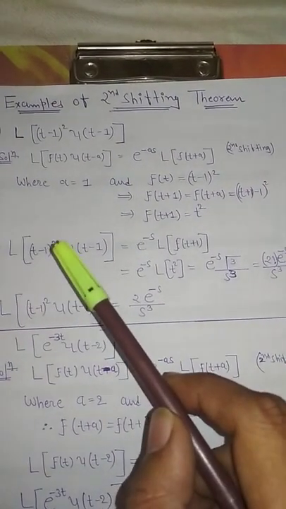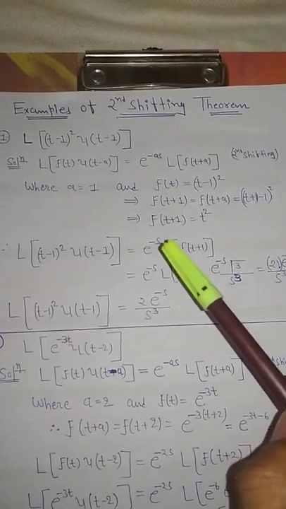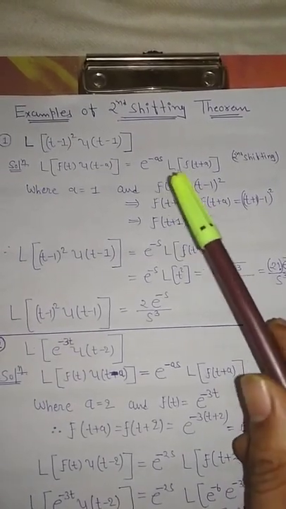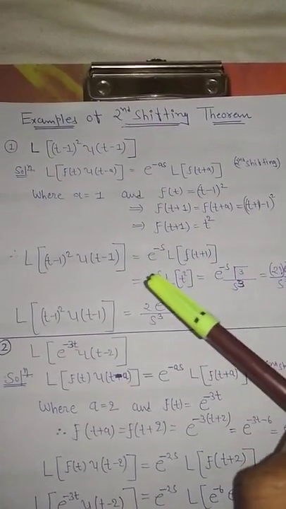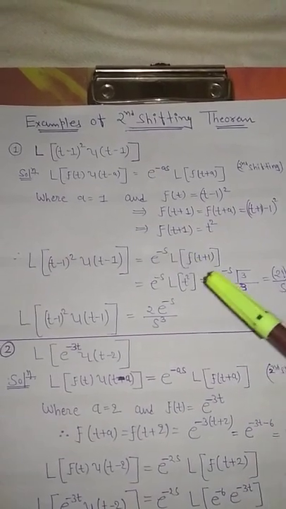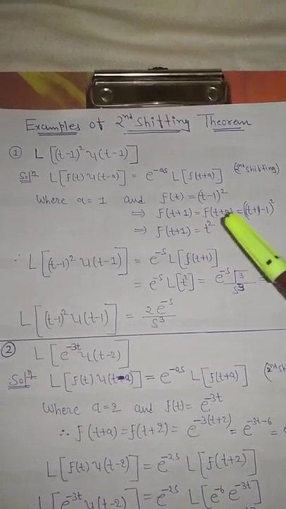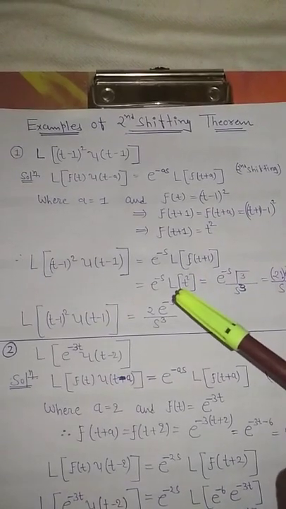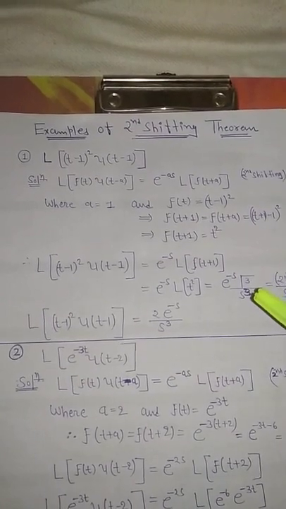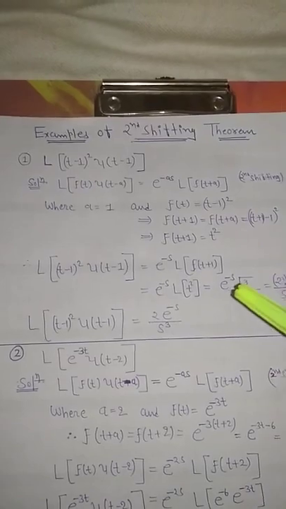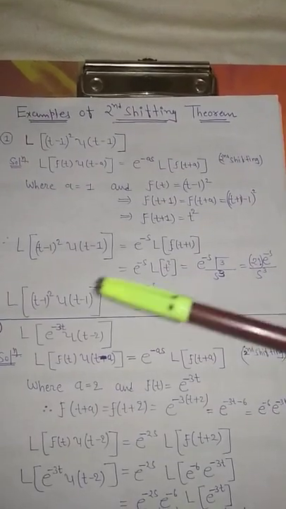Laplace of (t minus 1) whole square into unit step function u(t minus 1) equals e raised to minus s, because a is 1. So in this formula we are putting the value of a and f(t plus a), so e raised to minus s with a equal to 1. Now f(t plus 1) is t square, so e raised to minus s times the Laplace of t square, which is gamma of 3 upon s cube. It is the Laplace of t square, and gamma of 3 is equal to 2 factorial, so e raised to minus s times 2 upon s cube. So the final answer is this.